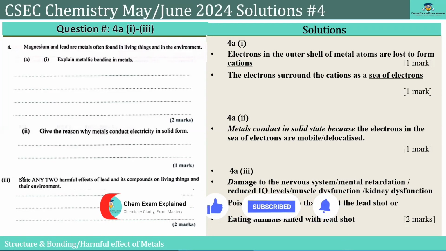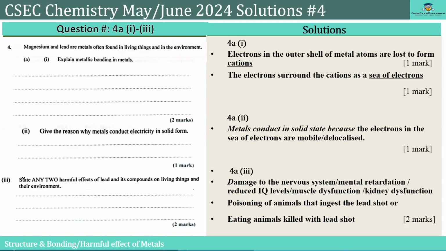In today's video, we will be looking at CSEC Chemistry, May-June 2024, number 4. Let's go. Magnesium and lead are metals often found in living things and in the environment.